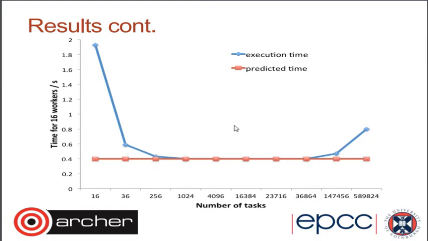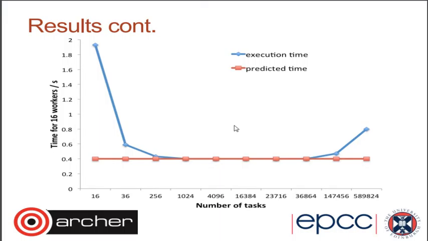And this is not great. So this is a graph that just plots those results. The blue line here is the execution time, the actual runtime, and the red line is our predicted 0.4 seconds. Now we can understand why we have this, or if you like, why we have opposite tail-offs at either end of the graph.